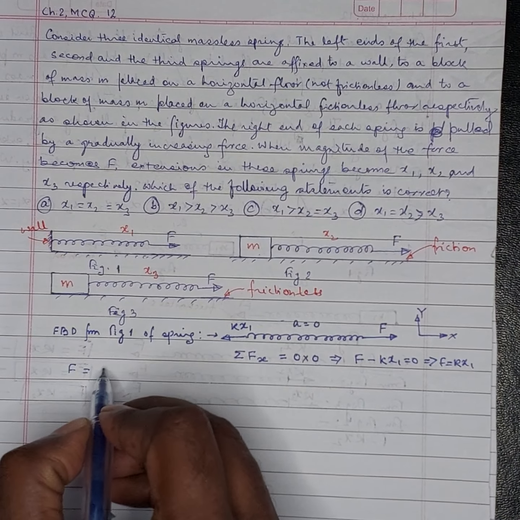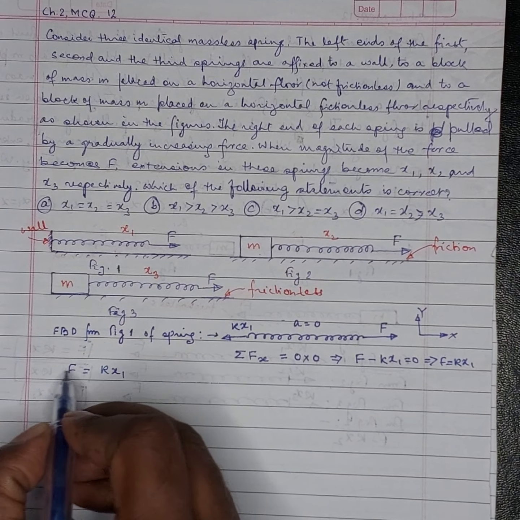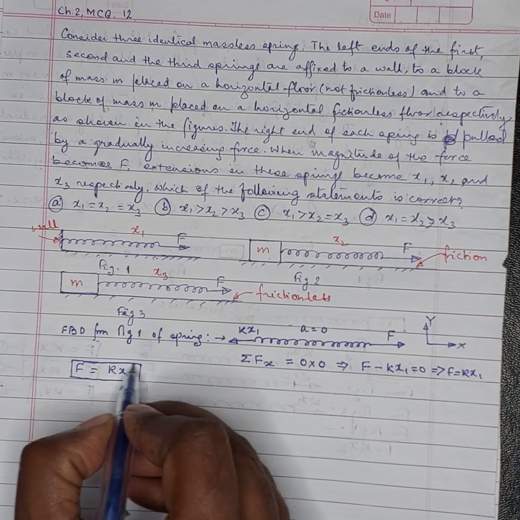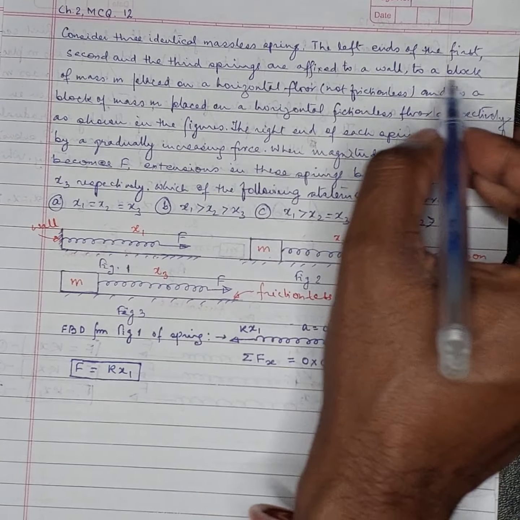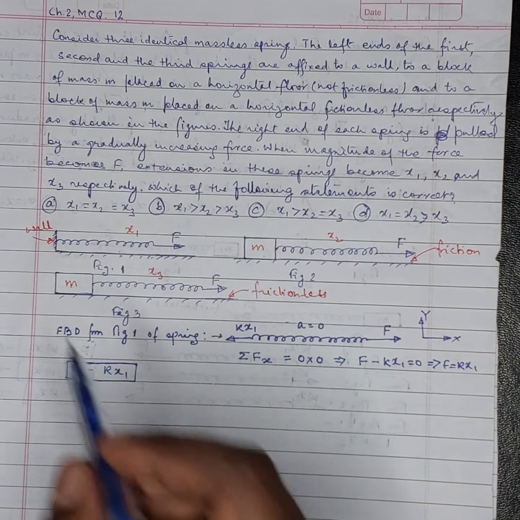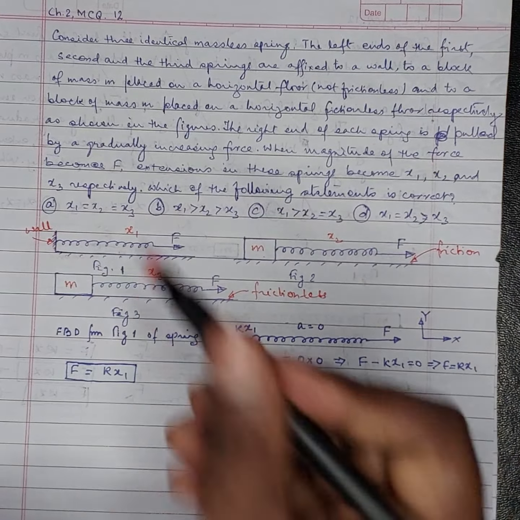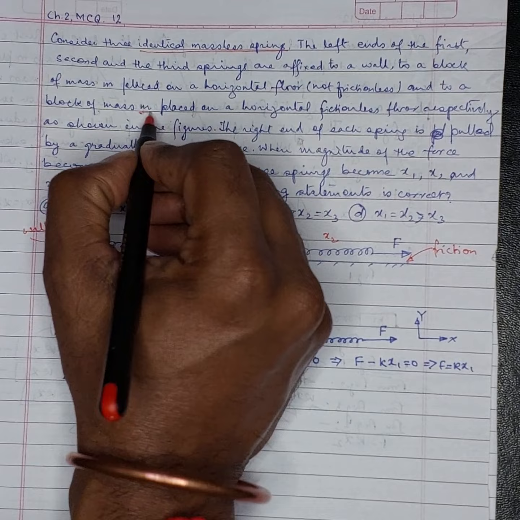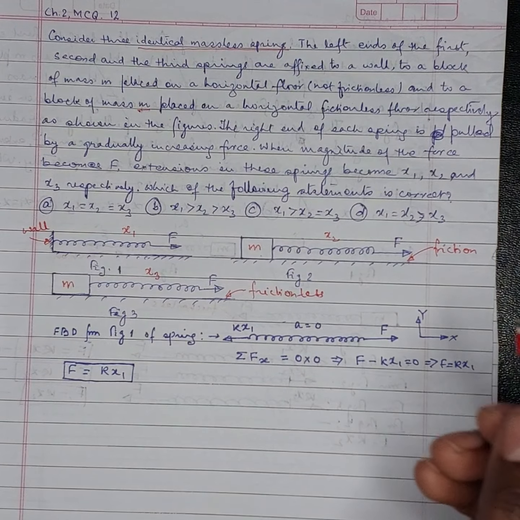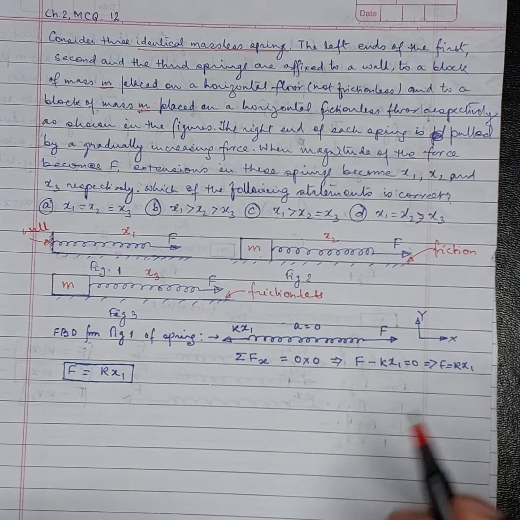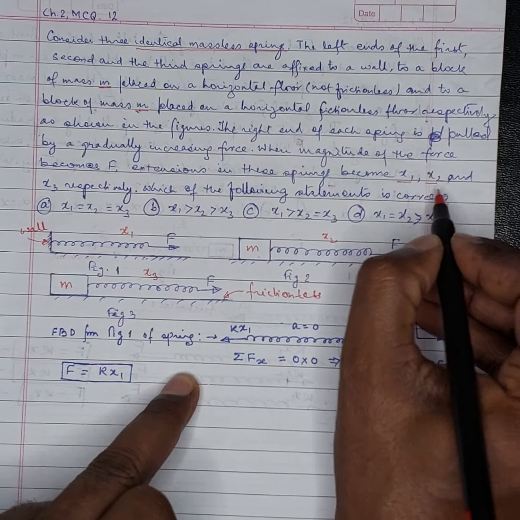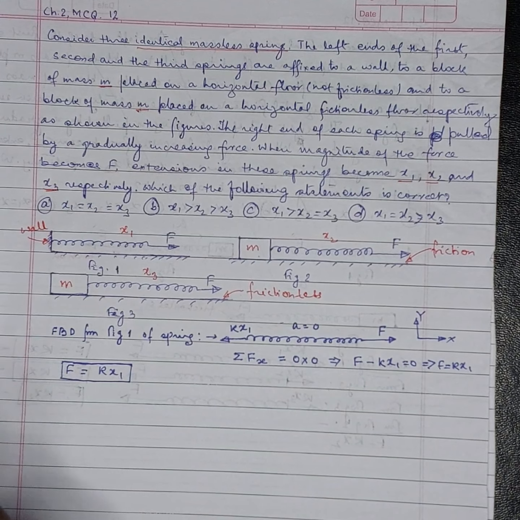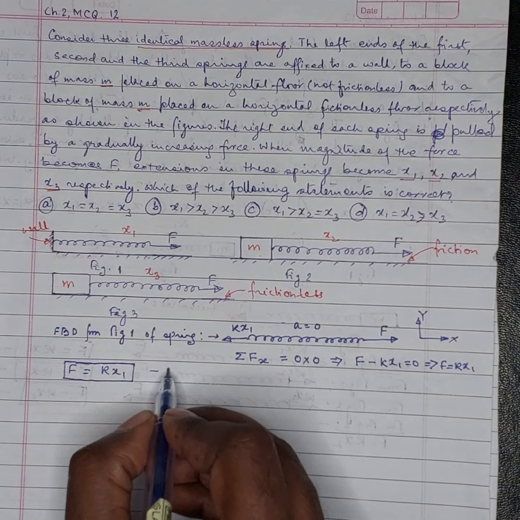So we have one equation, F is equal to kx1. See, all springs are identical, means their spring constants are same, k is same. It is given identical massless springs. Important points are highlighted. So this is equation number 1.